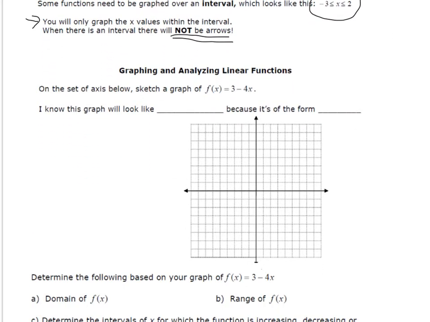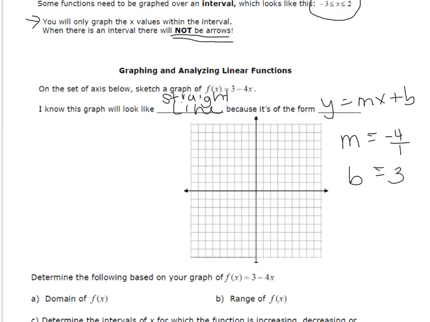So let's take a look at an example. We're going to sketch the graph of f of x equals 3 minus 4x. It's a linear equation because it is in mx plus b form. You guys remember. So I know this graph will look like a straight line because it's of the form y equals mx plus b. You've got an m, the number in front of the x, which is -4, the same as -4/1. And you have a b number of 3.